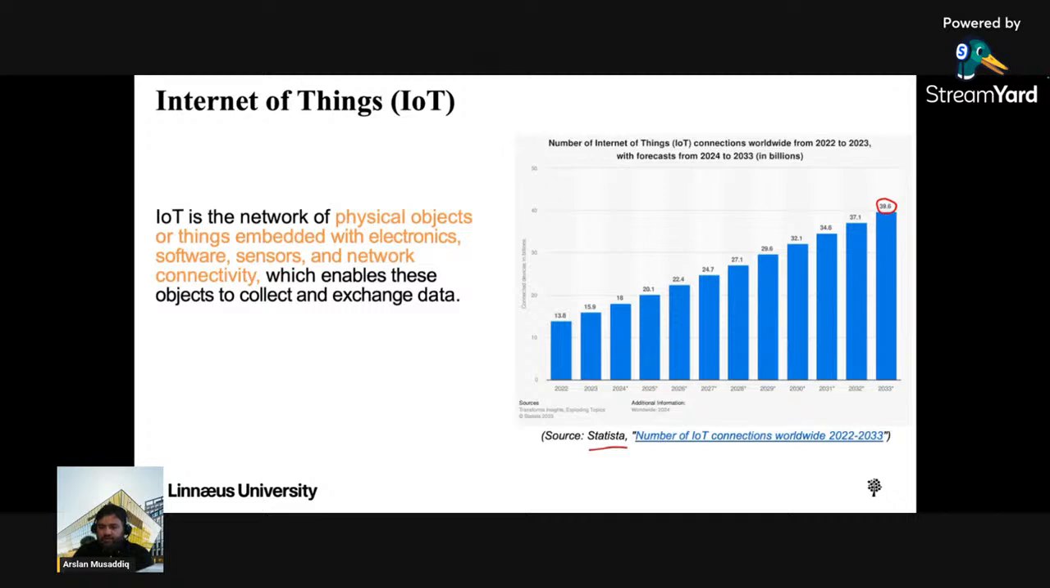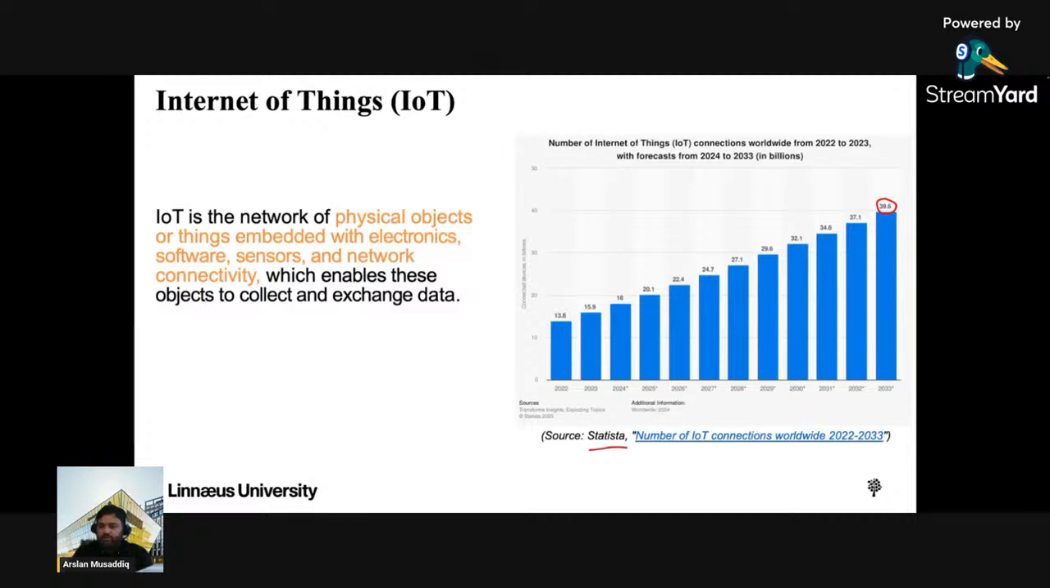To give you an example, consider devices like smart watches, smart thermostats, or even smart refrigerators. These devices use embedded sensors to collect data such as your heart rate, room temperature, or inventory of groceries, for example, and then transmit that data over a network for further analysis or actions, as you saw in the previous slide. So the potential of IoT is enormous.